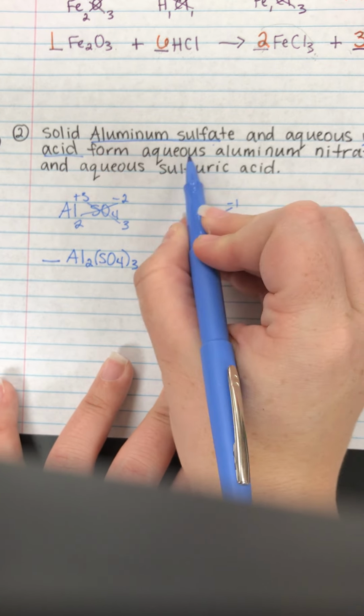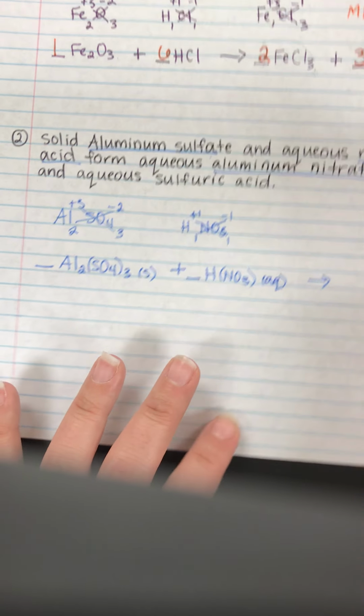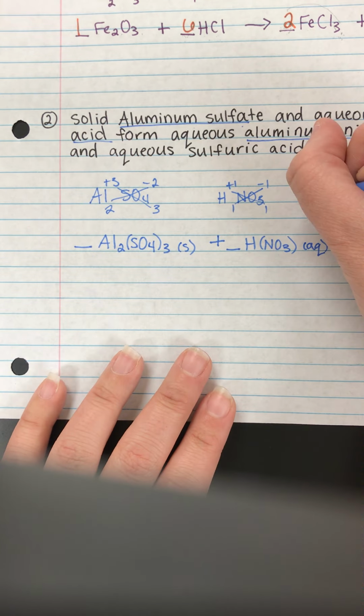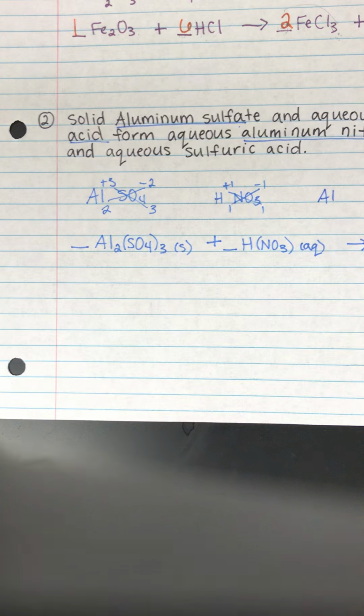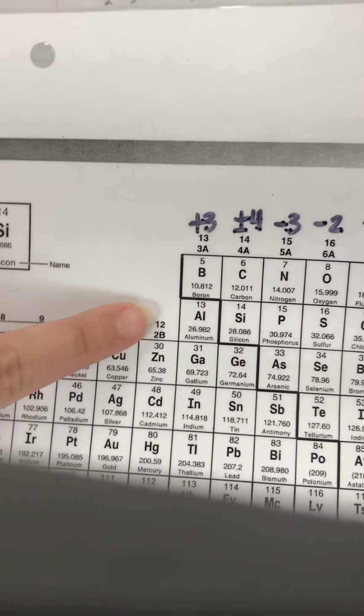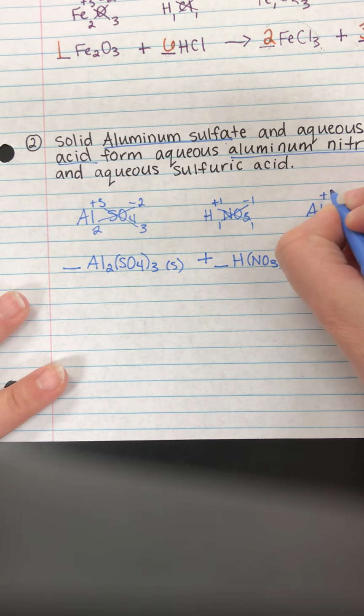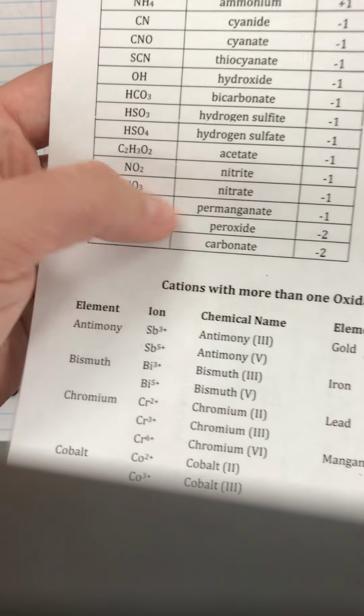All right, and then again, we have aqueous, but we have aluminum nitrate. So I'm going to crisscross my charges. Aluminum is Al again. The charge from the periodic table, as a reminder, was +3. All right, nitrate, we looked up earlier. It's on the polyatomic chart. Nitrate is NO3. The charge is -1.